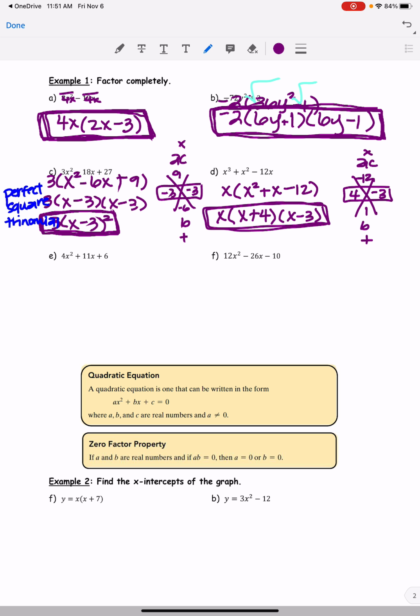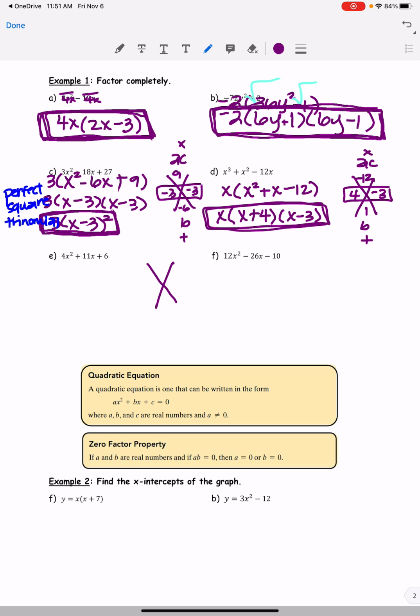Easy is nice. On E, do I have a GCF? Because we have 11, that's a prime number, and they don't all have an X, so there is no GCF here. So we have a trinomial, so that does mean we have to go into our X.